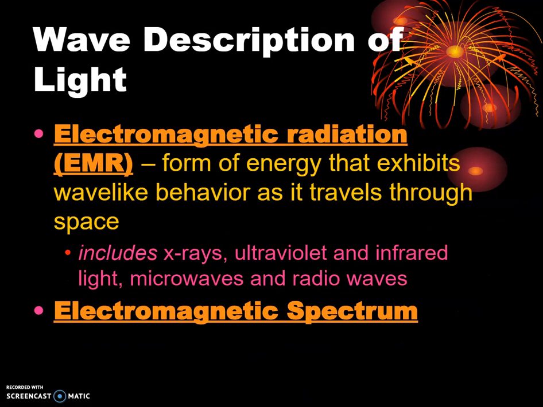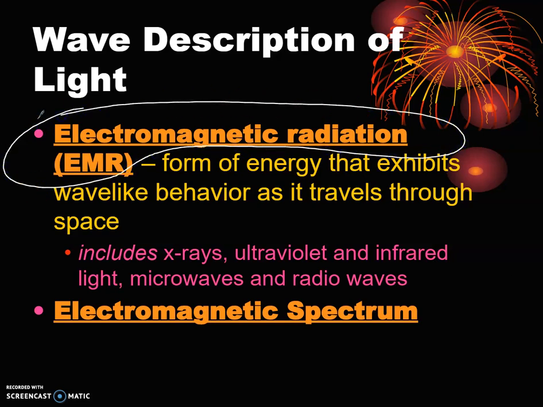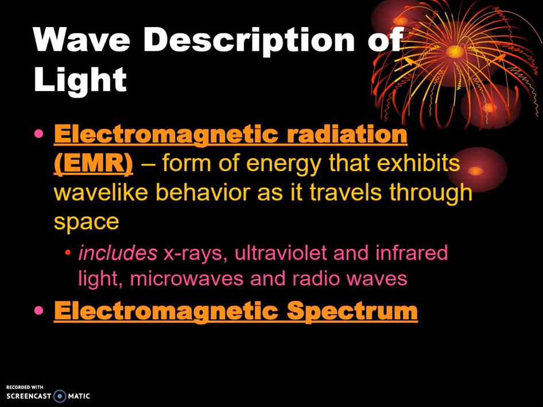All right, so when it comes to all of your waves, there is a certain spectrum, a list of our different types of radiation, electromagnetic radiation, that exhibit this same wave-like behavior as it travels through our universe. Examples include X-rays and ultraviolet, infrared light, microwaves, radio waves, etc., etc. And there's obviously much more than that.